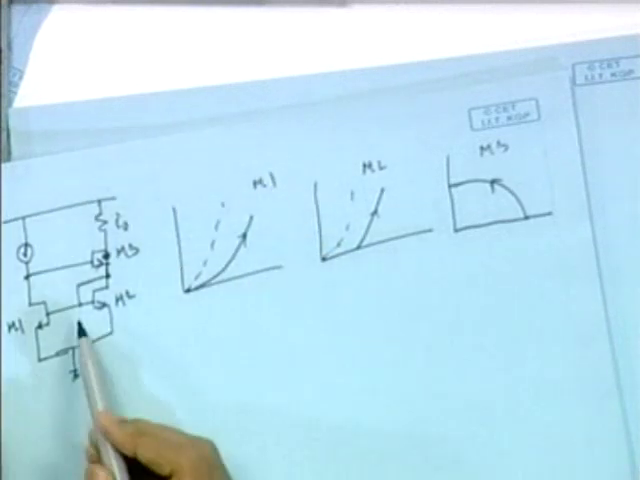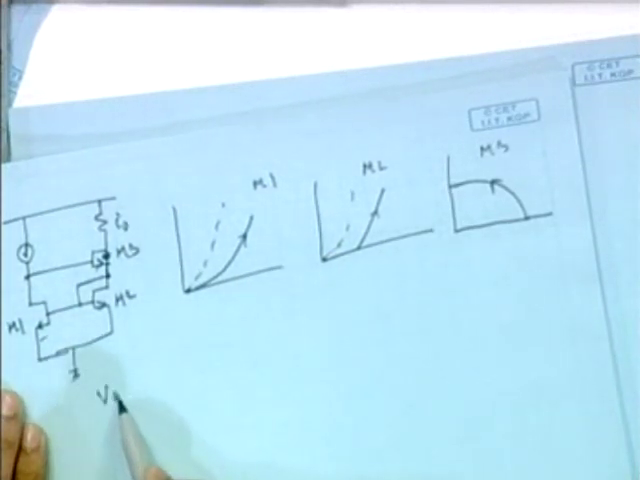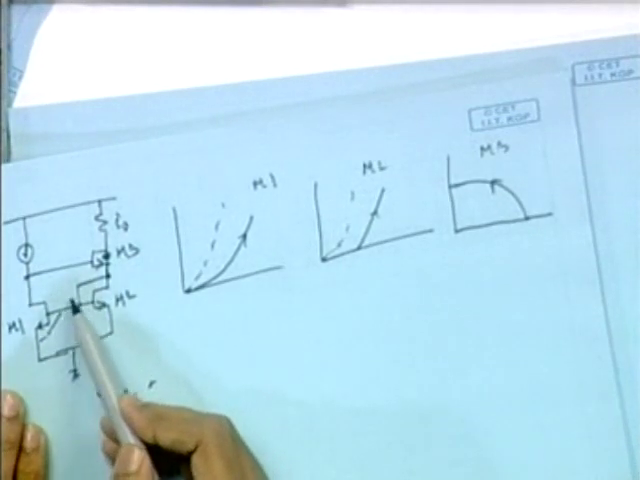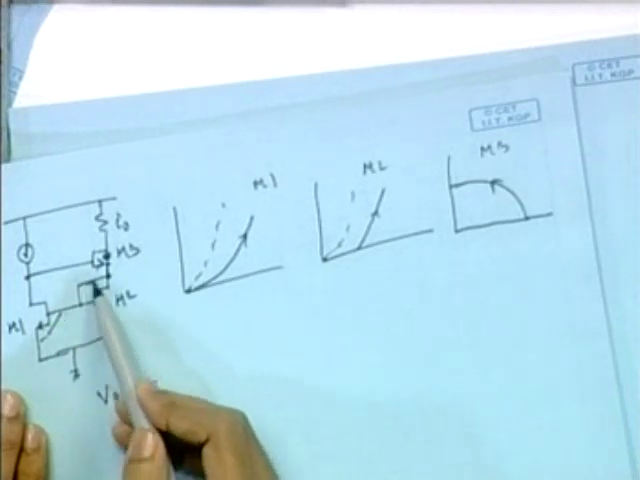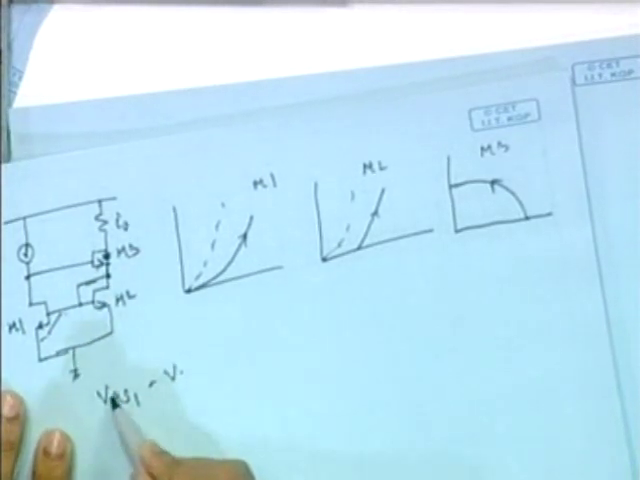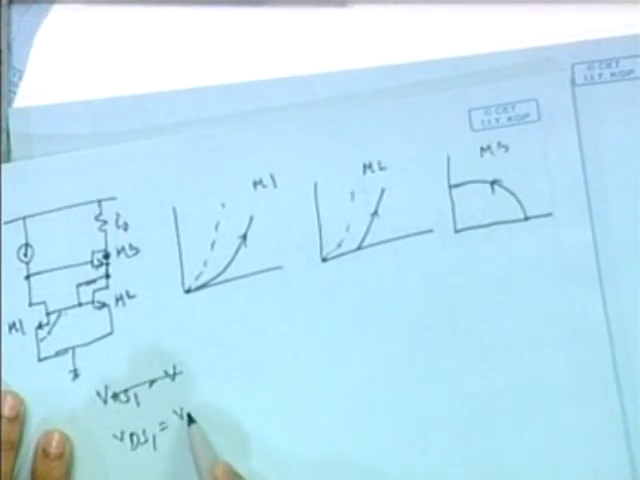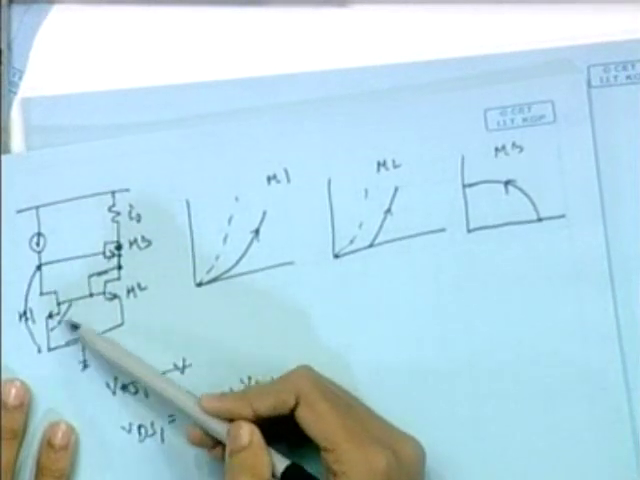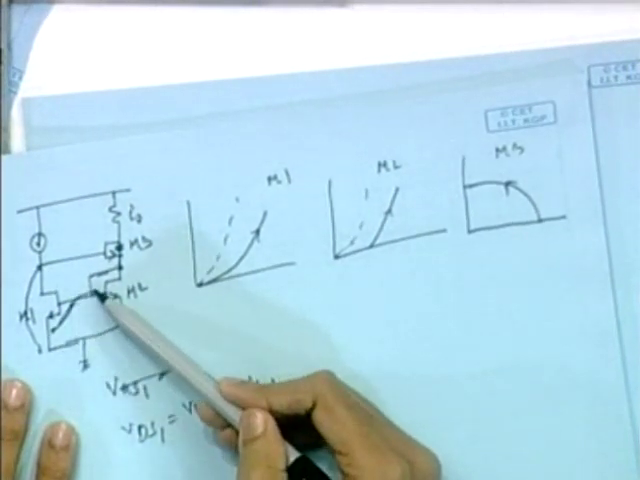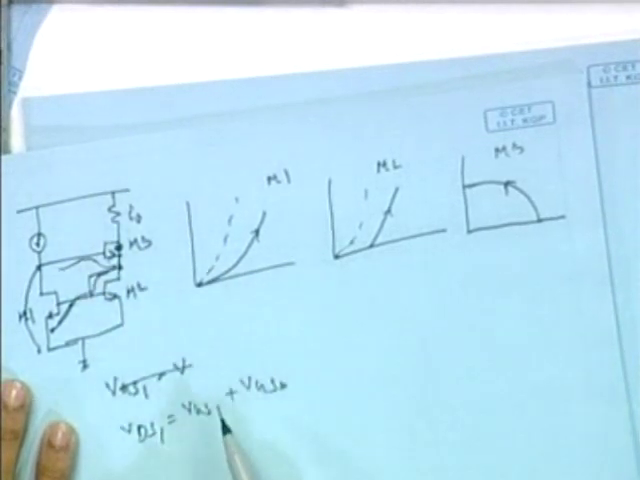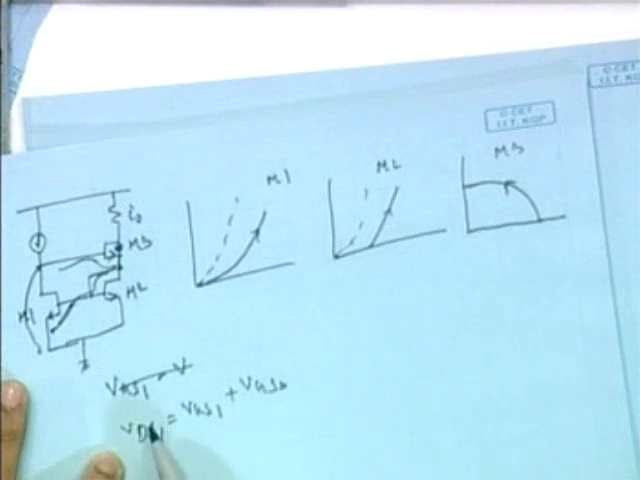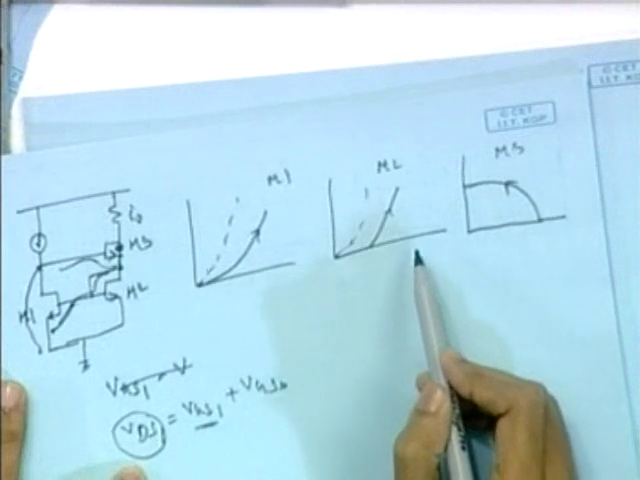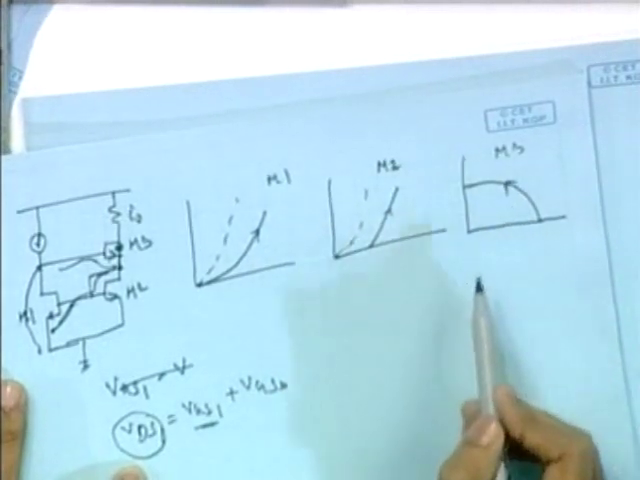This is for M1 because you see that for M1, VDS1 is equal to VGS1 plus VGS3. This is the VDS1. This is equal to VGS1 plus VGS3. So you see that VDS is always greater than VGS1. So it will always be in the saturation zone. And M2 also. And for M3 this is the case.